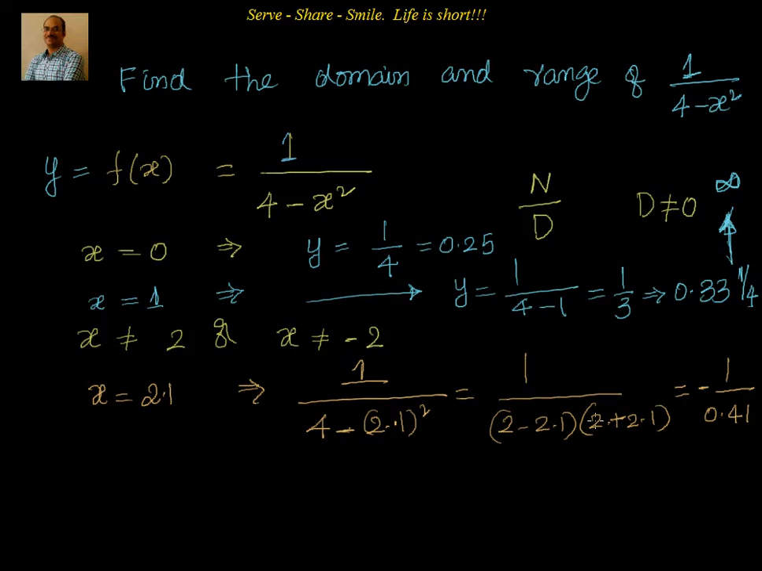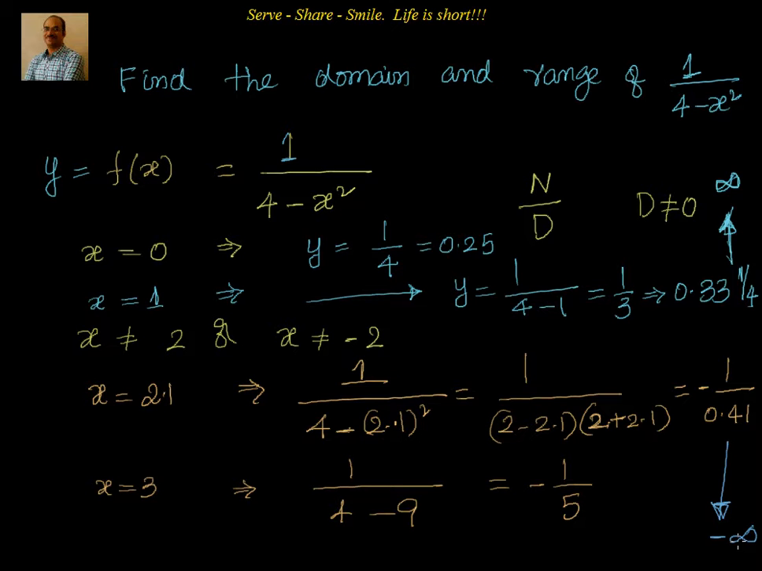4.1 into 0.1, that is nothing but 0.41. And the next time if I put suppose x equal to 3, I see that y equal to 1 by 4 minus 9, that's equal to minus 1 by 5. So you can see that the denominator values are going on increasing. That means whenever I take x values like 2, 1, 3, I see that the y values are going on decreasing. That means the y values are going towards minus infinity.